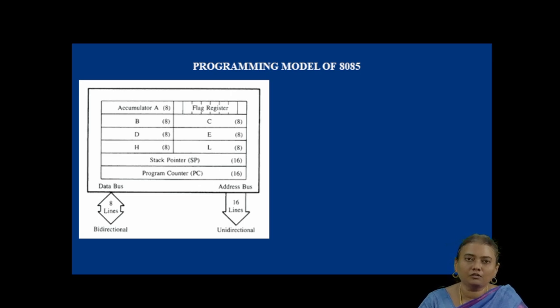And the next one is program counter. This program counter is nothing but the memory pointer which points to the instruction to be executed next. Stack pointer is also a 16-bit memory pointer which indicates the starting address of the stack. Stack is nothing but a group of memory locations. It is used to store the temporary address in that particular location during the execution of the instruction.